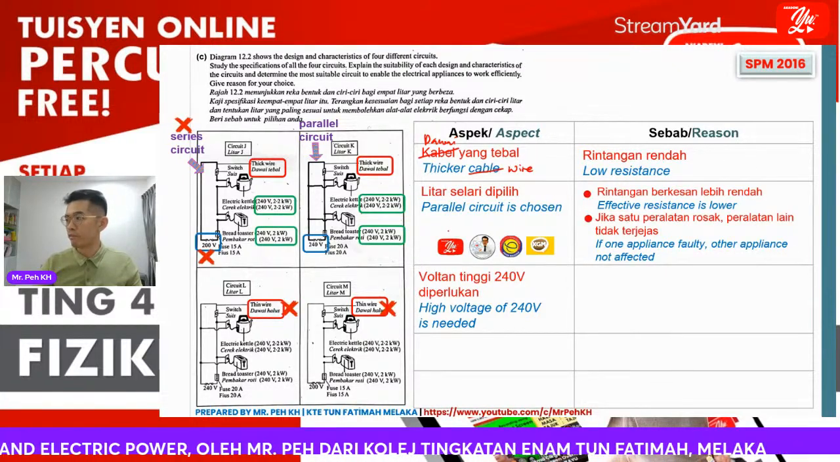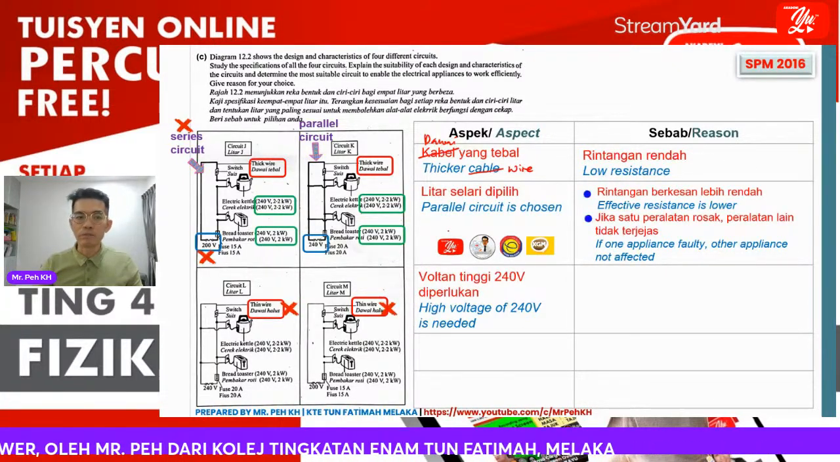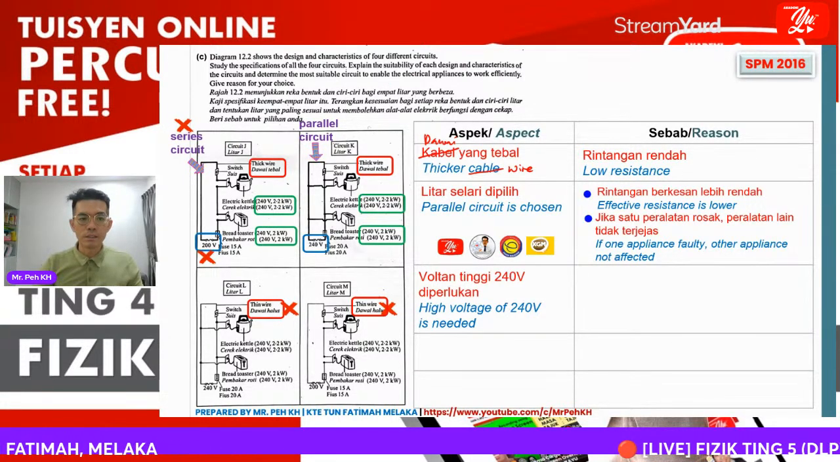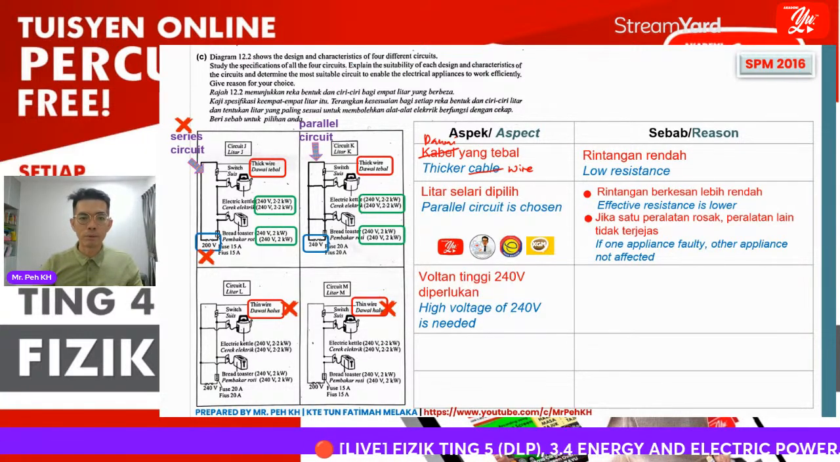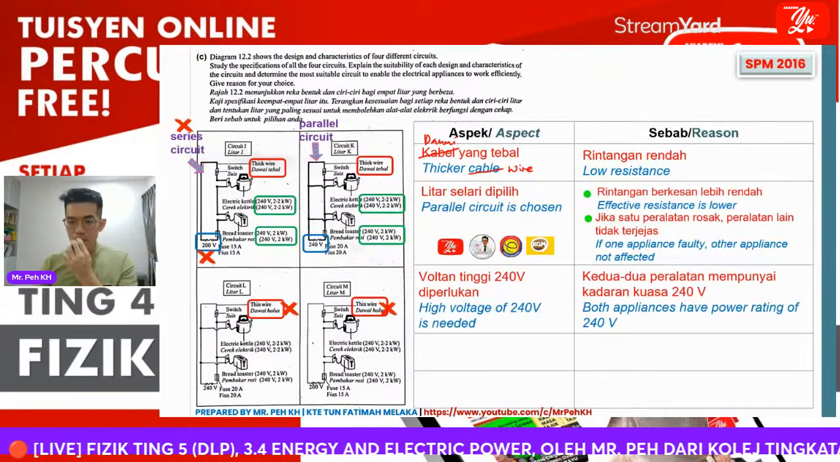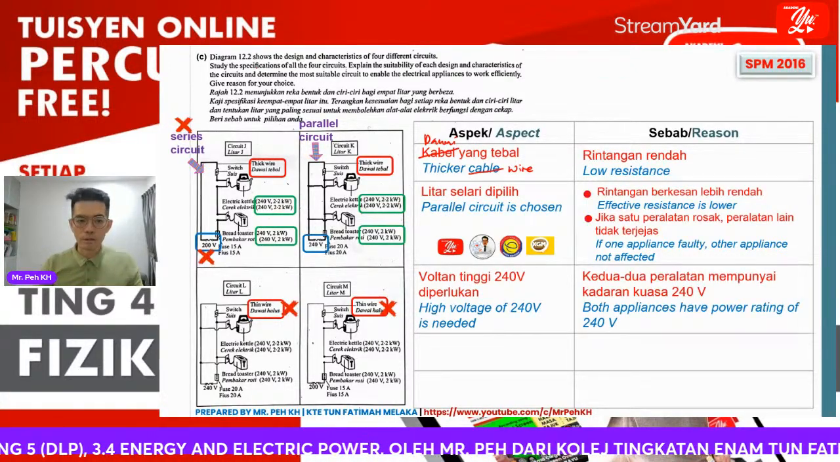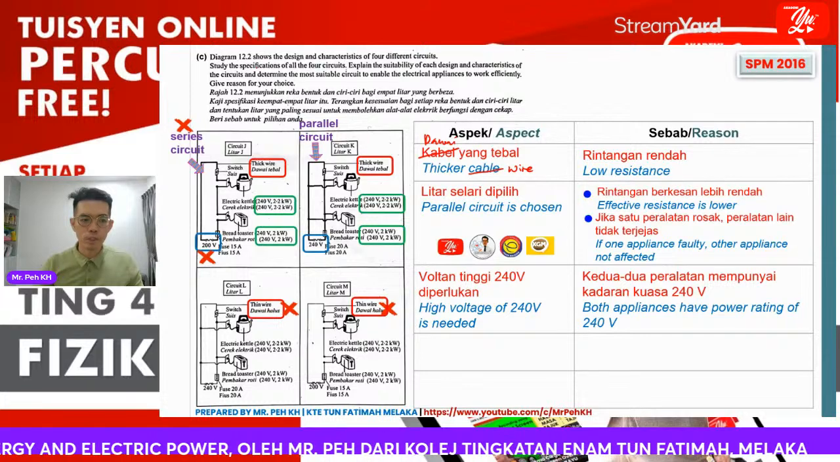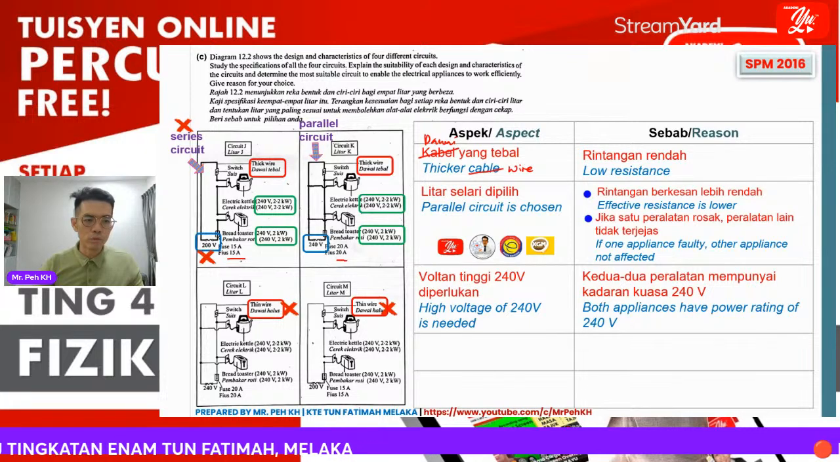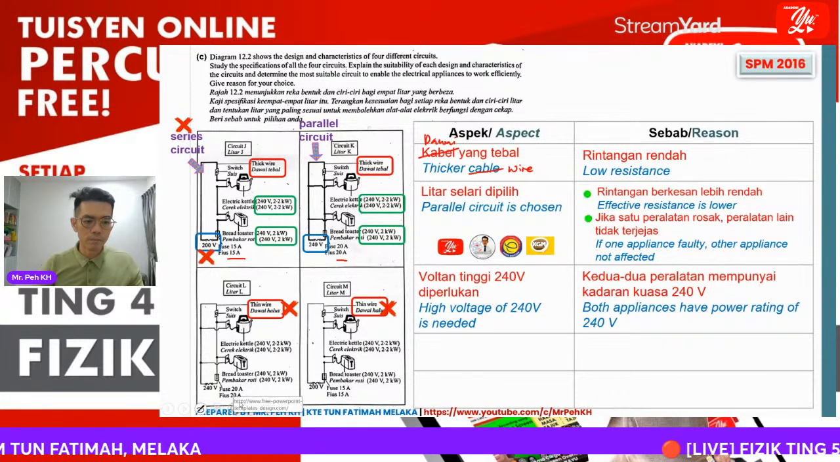Since a different value might not give effective operation for the kettle and the toaster, which are power rated at 240 volt. Both appliances have a power rating of 240 volt. And the last, you can observe that the fuses are also different. You need to choose 15 or 20.